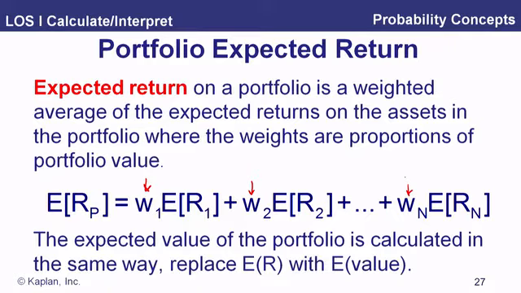Now, if we wanted the expected value instead of returns, we could just put in a dollar value or a euro value or whatever currency we're using. And the weights are still the same. The weights are, if 20% of the portfolio is invested in stock A, then that's the weight we use on the expected return on stock A in calculating the expected portfolio return.